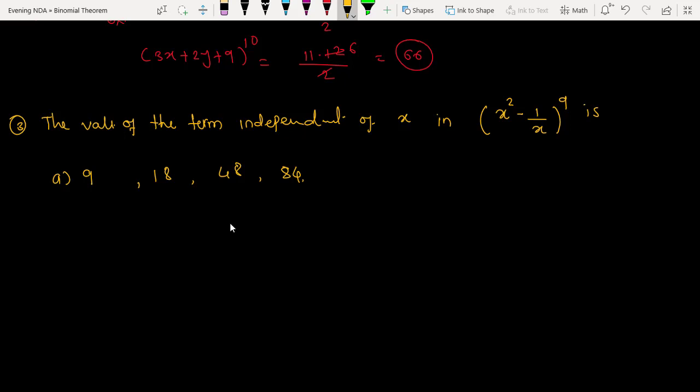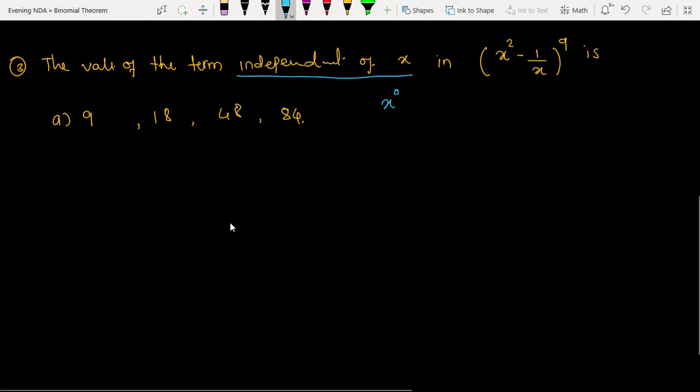Anyways, now the value of the term independent of x in the (x square minus 1 by x) to the power 9. Now independent of x means what you want? x to the power 0. Independent of x means, very good, I want x to the power 0. So now let's find out where I will get x to the power 0. I don't know which term it is. Okay, so how will I proceed?